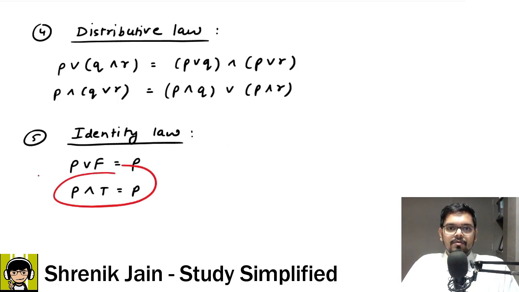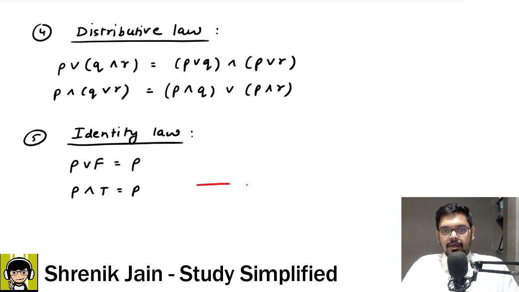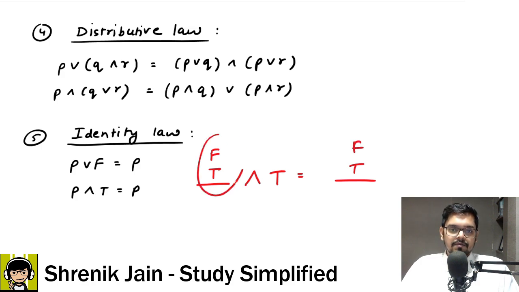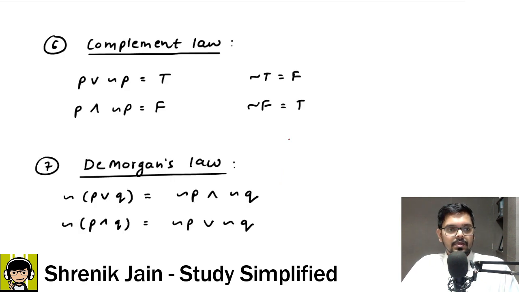Similarly, duality, what it says, replace OR with AND, and if F is present, replace that with T, then the law remains same. Check it out. P and T is P. How come? P and T, how come it is P? Check it out. If I substitute T here, T and T, T. What if I substitute F here? F and T is F. So whatever is the input, it is becoming output. Understood the identity law? Simple to remember. Input is output. Going to the next law.